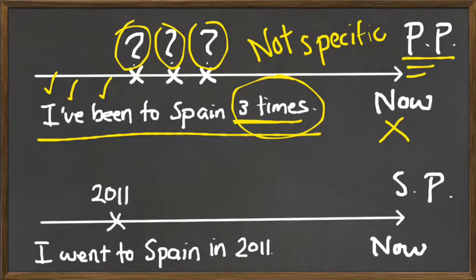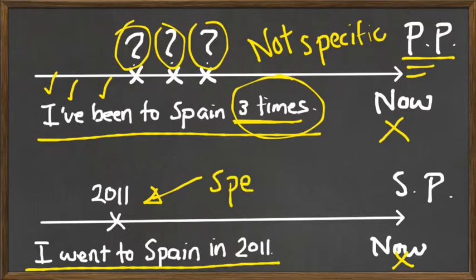Now, in the second example, I went to Spain in 2011. Then again, this is right now, this moment. And we have a specific time in the past. And since we're mentioning exactly when that happened, we need the simple past. I went to Spain in 2011.